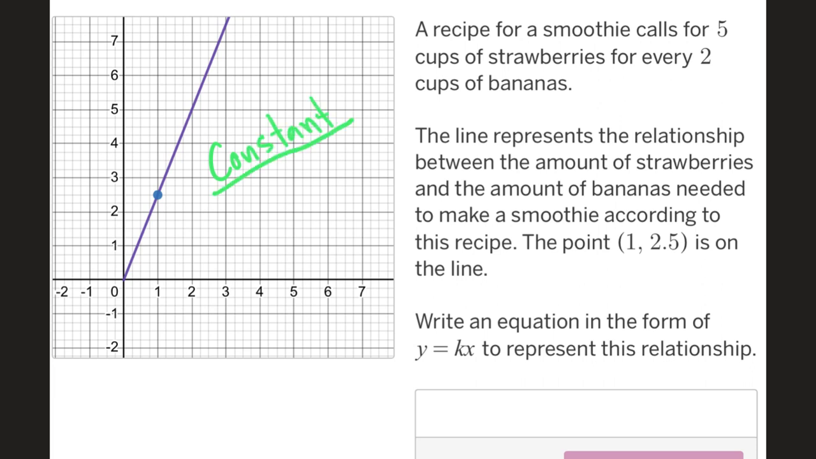Our constant of proportionality is the y value when x is 1. So when x was 1, we had 2.5. So that means our constant of proportionality is the 2.5. So if we write our equation here, it's very simple. Y equals whatever our y value was times x.